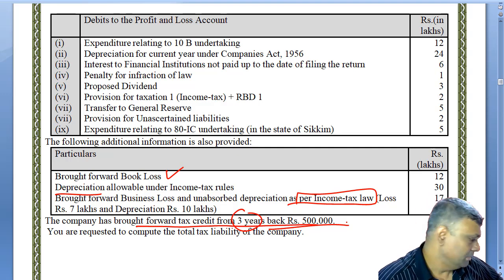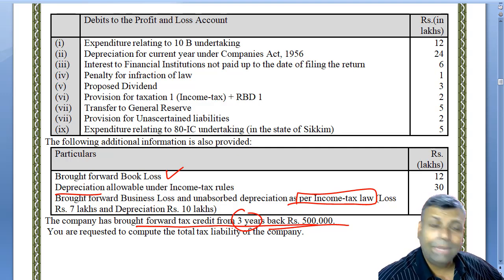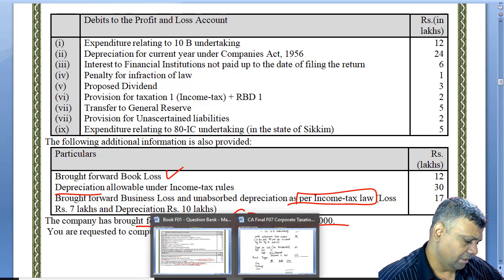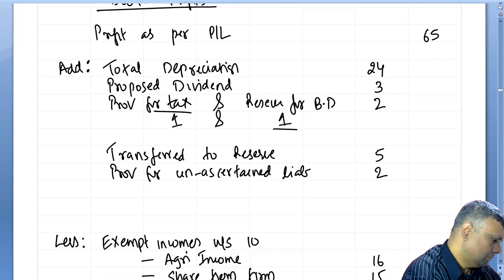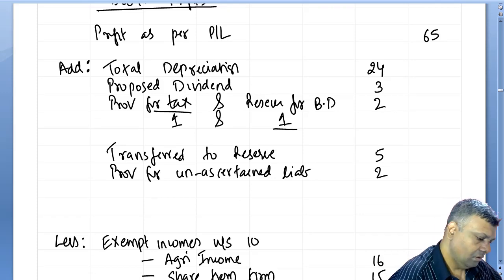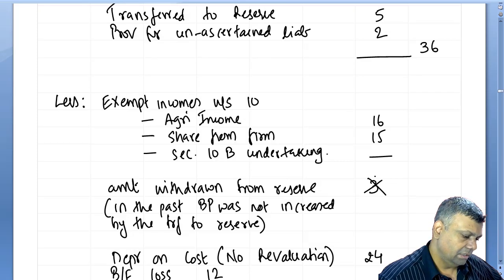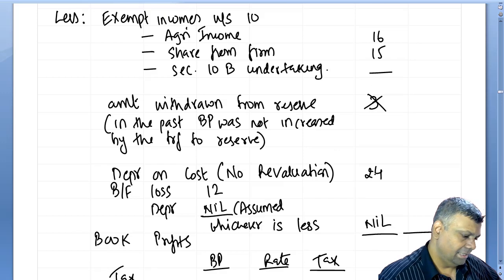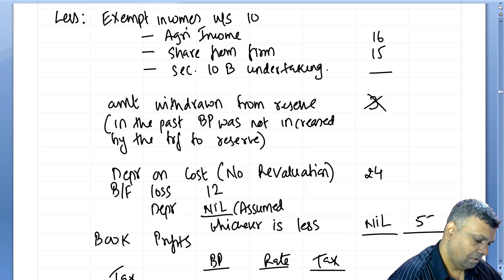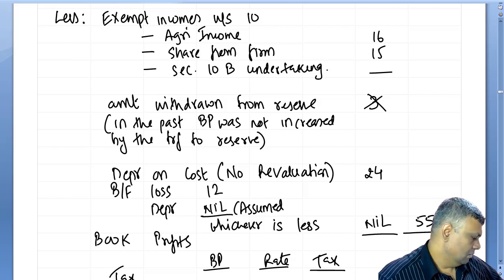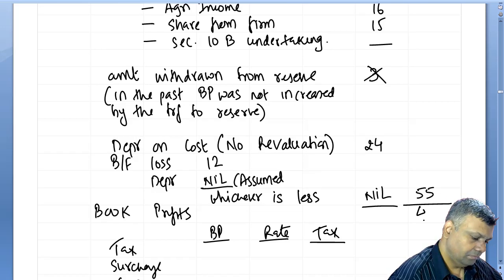So I think the entire question has been summarized from the math point of view. So we can straight away go and use our calculator now. Come on, quickly. Use the calculator. Total 36 here. The less. Net book profit.